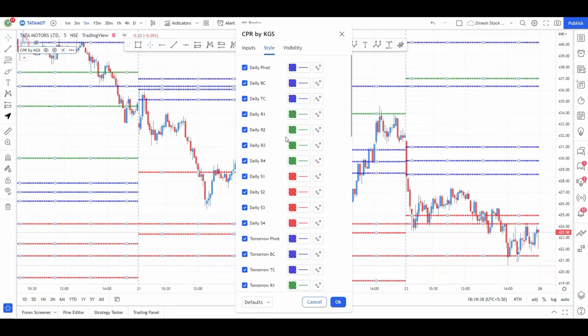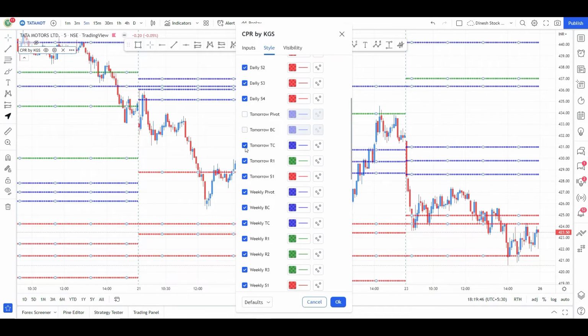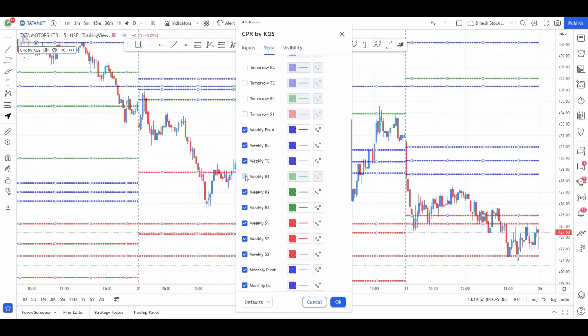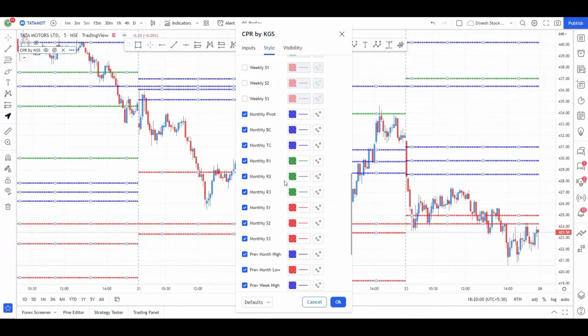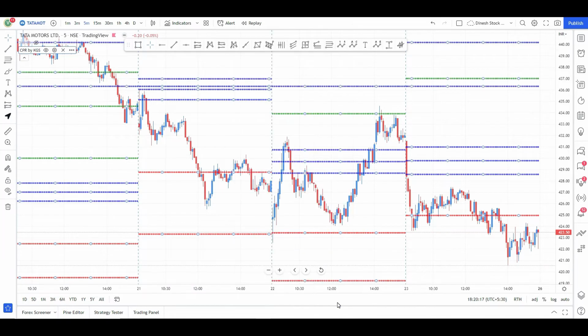We want all daily pivot levels, which means including R1 to R4 and S1 to S4. So we are not going to disable this. Tomorrow pivot we will disable. Weekly pivot we are going to keep, but we are going to disable weekly resistance and support levels. Monthly central pivot we are going to keep. Monthly support and resistance levels we are going to disable. I think this is enough for us, and then click OK.